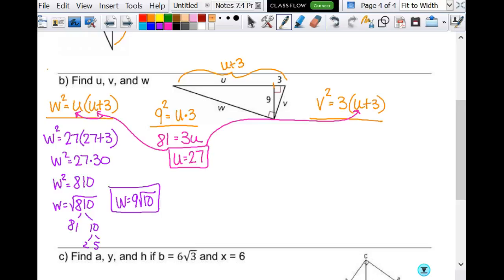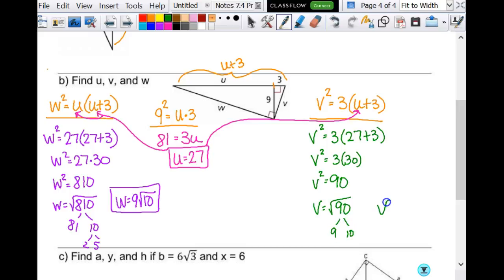Okay, now I'm going to come over here, plug 27 in over here. Get v squared equals 3 times 27 plus 3. So v squared is equal to 3 times 30. V squared equals 90. V equals the square root of 90. This is 9 times 10. So v is equal to 3 square root of 10. There are my 3 pieces. If you do it methodically and do it in the order in which I'm telling you to do it and the way I'm telling you to do it, this is not nearly as complicated as some of you are going to make it out to be. Okay?